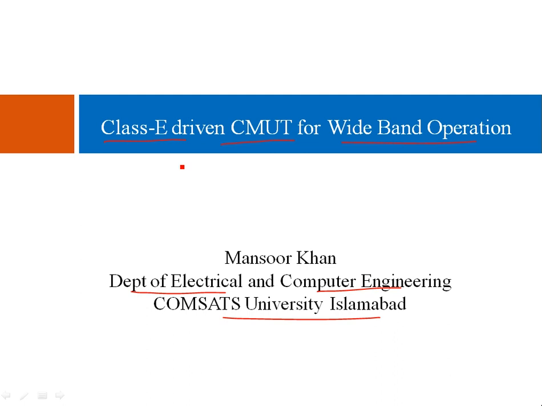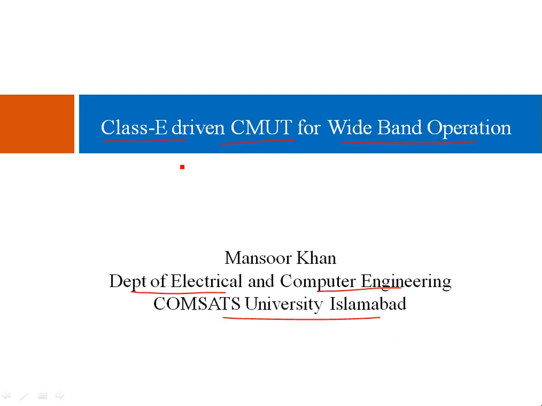Driving a CMUT load, which is inherently a non-linear capacitor, in which the transduction force is proportional to the square of the voltage, you don't have to use a linear amplifier for that, because if a linear amplifier is going to drive a non-linear load, then you're going to have harmonic distortion. So a Class E amplifier can be used as a low noise and a highly efficient amplifier instead of Class A and B amplifiers to drive CMUT for a wider bandwidth of operation.